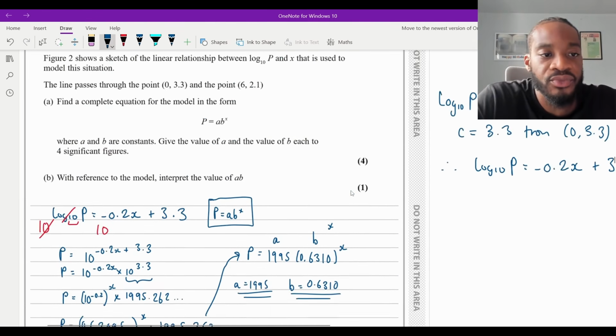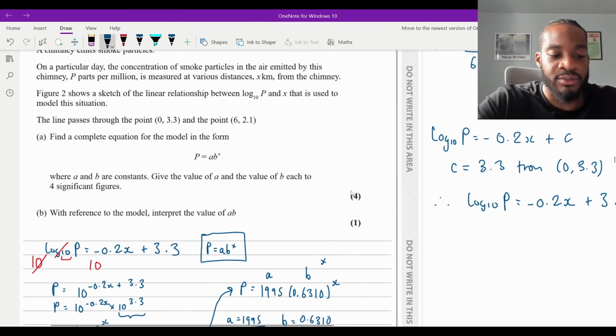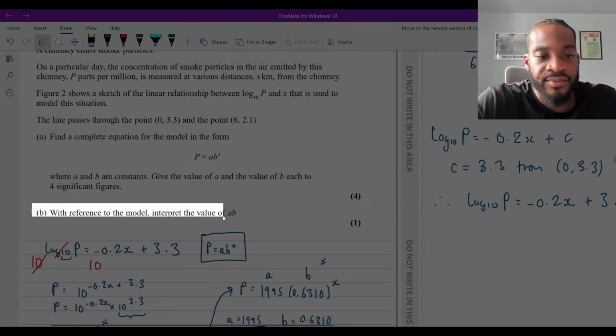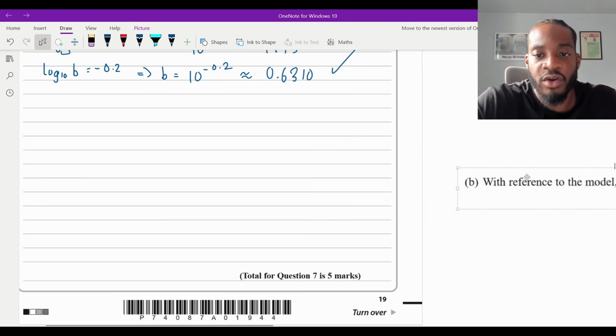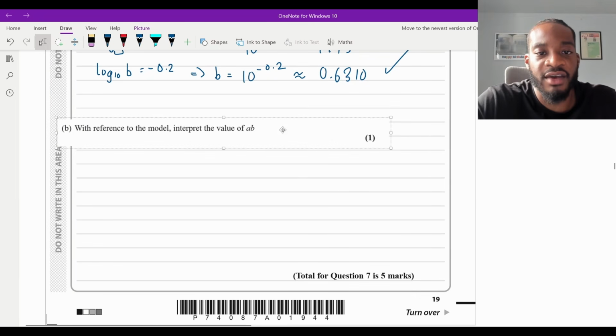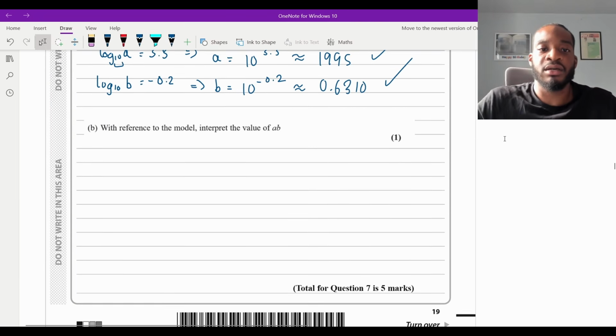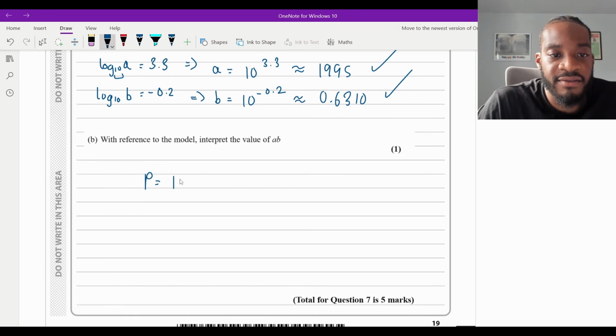Let's do part B. Part B says, with reference to the model, interpret the value of AB. There's only one mark, so you want to just use context, don't you? Remember what we figured out in part A: we figured out the full model. We figured out what A and B are. So the actual model is P equals A is 1995 times B, which is 0.6310, to the power of x, isn't it?